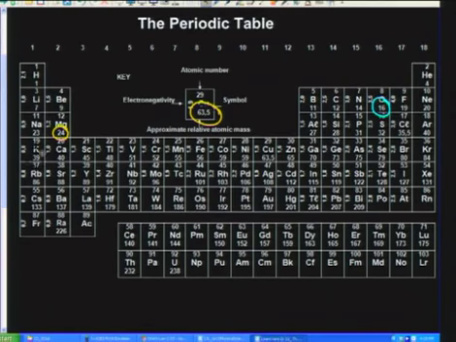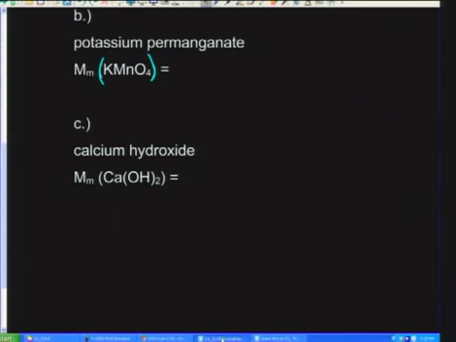So let's go and find potassium. Potassium is over here, 39. Manganese is going to be 55. There it is. And we need oxygen again, and I've got oxygen there. So potassium was 39, and I'm now adding it with the 55 of the manganese, and then I'm adding to it the 16 for oxygen. But hold on a second, there were 4 oxygens. So notice I'm multiplying by 4.